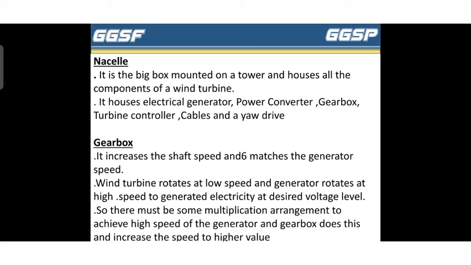Gearbox: it increases the shaft speed and matches the generator speed. The wind turbine rotates at a low speed and the generator rotates at a high speed to generate electricity at the desired voltage level, so there must be some multiplication arrangement to achieve the high speed of the generator, and the gearbox does this and increases the speed to a higher value.